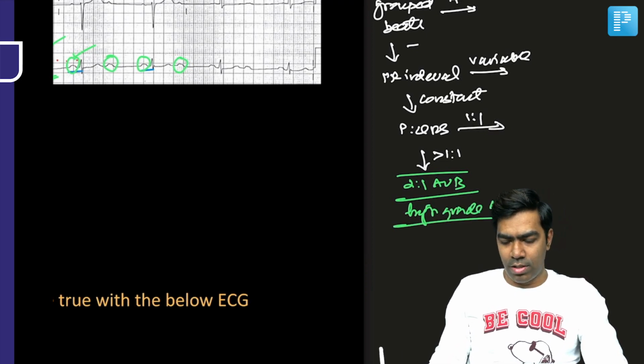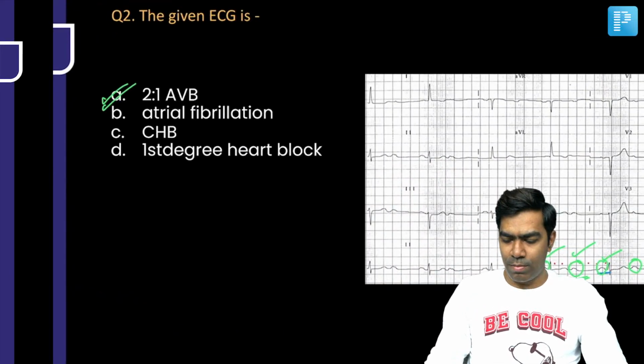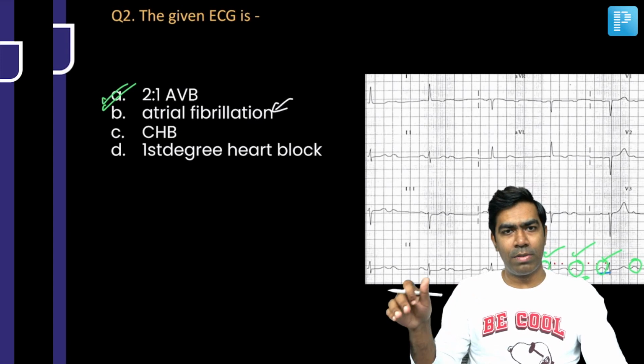So both are correct. So the right answer for this question is going to be 2:1 AV block. So why not atrial fibrillation? Obviously the rhythm will be irregular and you would not be able to see the P wave at all in the first place. The baseline will be just fibrillating.